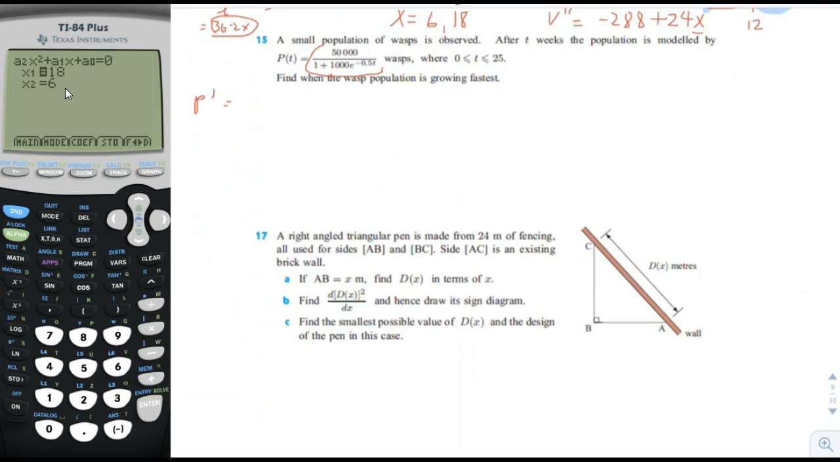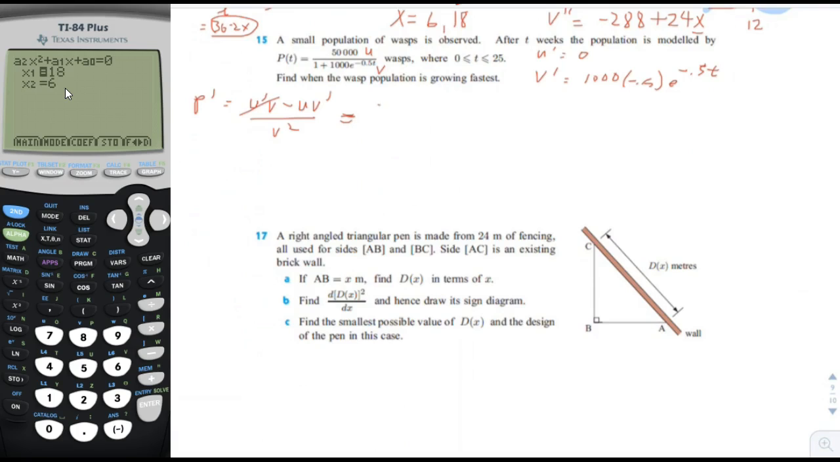So let's say that the top part is u and the bottom part is v. And so the quotient rule says u dash v minus u v dash divided by v squared. And so let's find u dash. U dash is 0 because u is just 50,000. And then v dash is equal to 1,000 times negative 0.5 e to the negative 0.5 t. Okay. So the u dash is 0, so that term becomes 0.